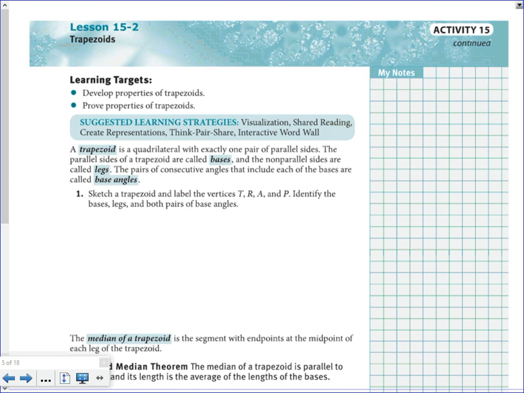So if you have no sides that are parallel, or if you have two pairs of sides that are parallel, that is not going to be a trapezoid. It has to be exactly one pair. Your parallel sides are going to be called your bases, and then the sides that are not parallel are called your legs. So I'm going to go ahead and draw my trapezoid, and then I'm going to label my bases and my legs before I come back to the base angles.